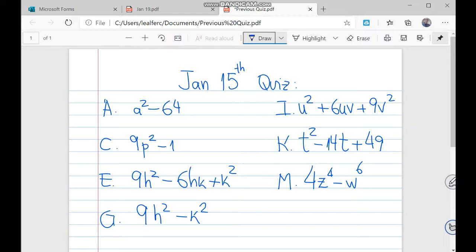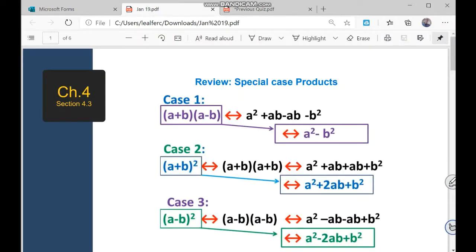Okay, moving on. The topic of today's class is, well, the last class on Friday, we were talking about multiplication and special case products. Let's go really quick over the special case products, because it's kind of simple, right? You have case number 1, a plus b times a minus b. You have case number 2, a plus b within parentheses exponent 2. And case 3, a minus b within parentheses exponent 2. Those 3 cases, you can go straight to the answer.